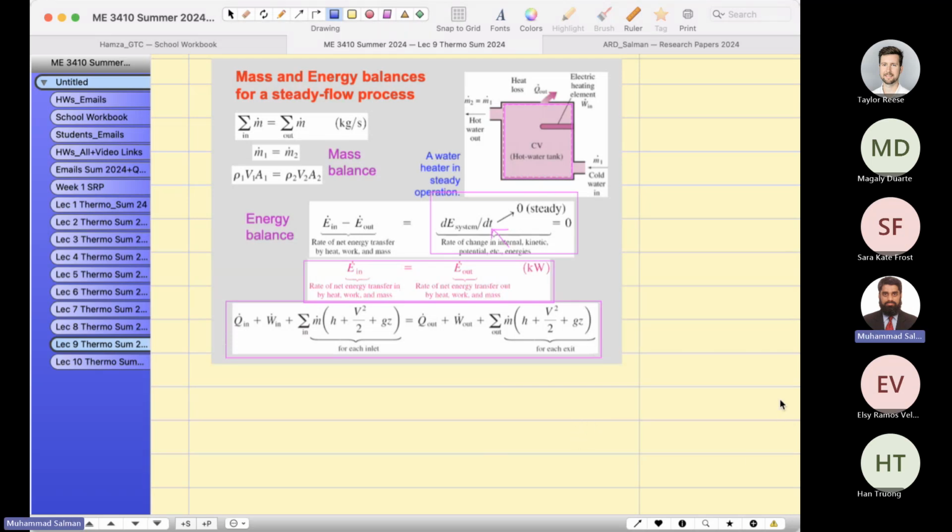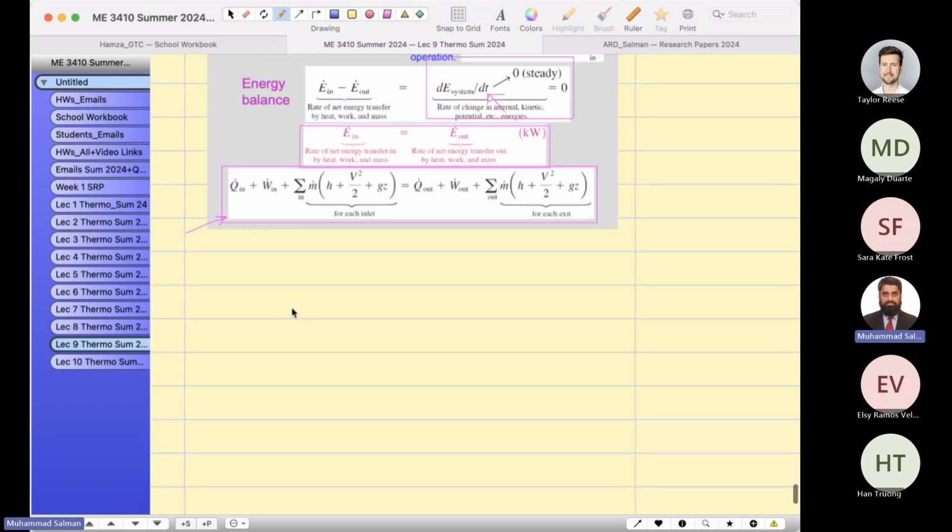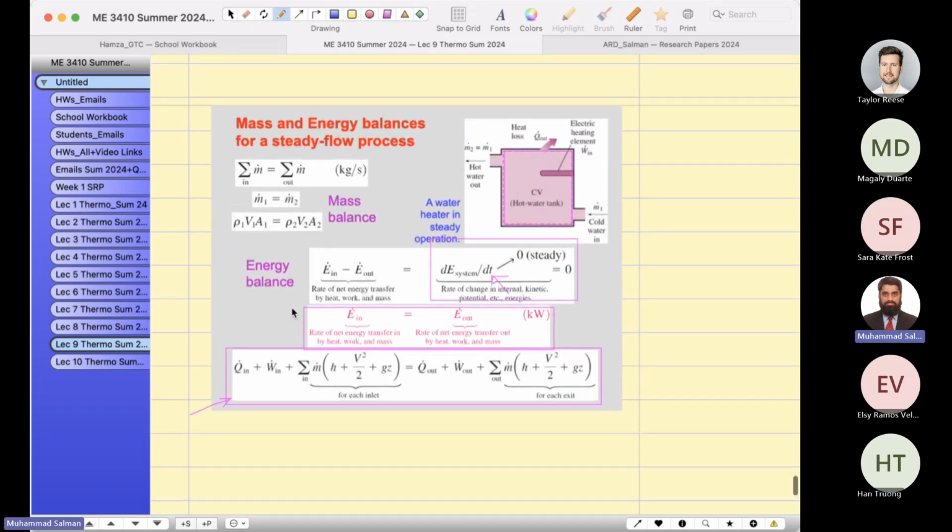So make sure you understand this open system. You will see I will be using this equation for many problems.